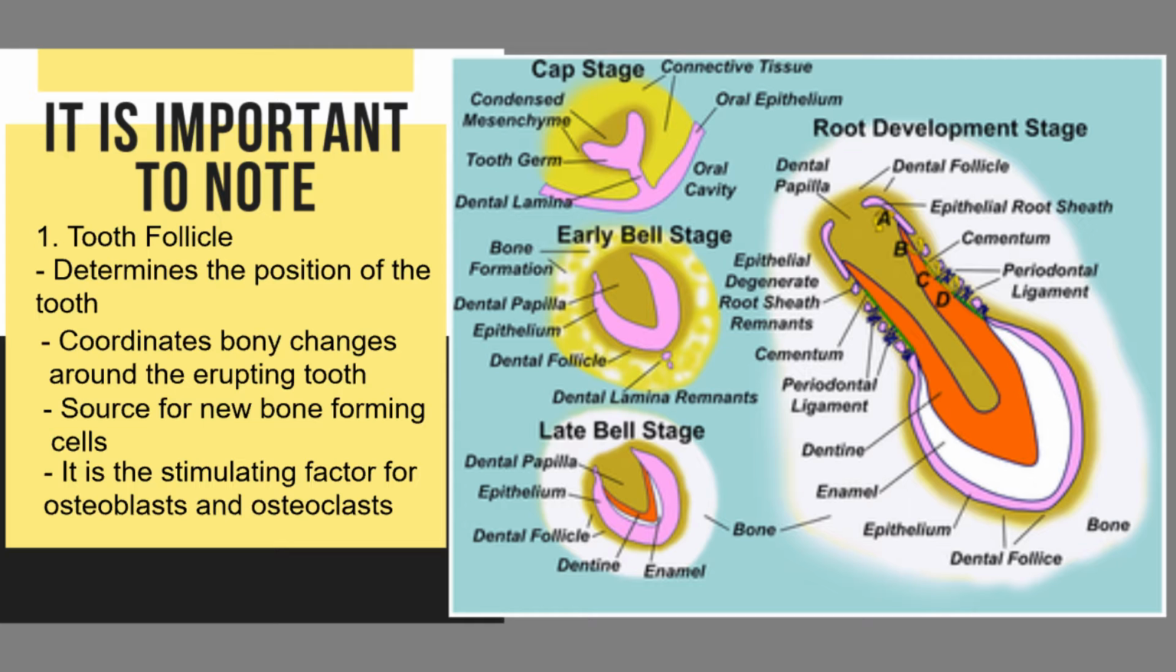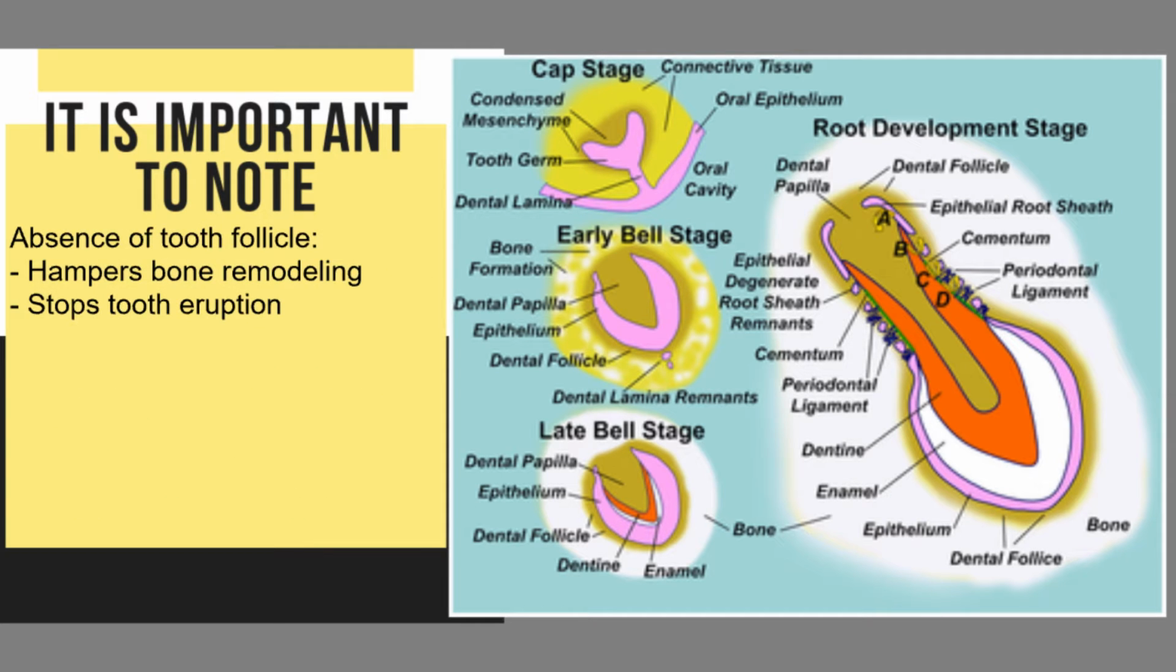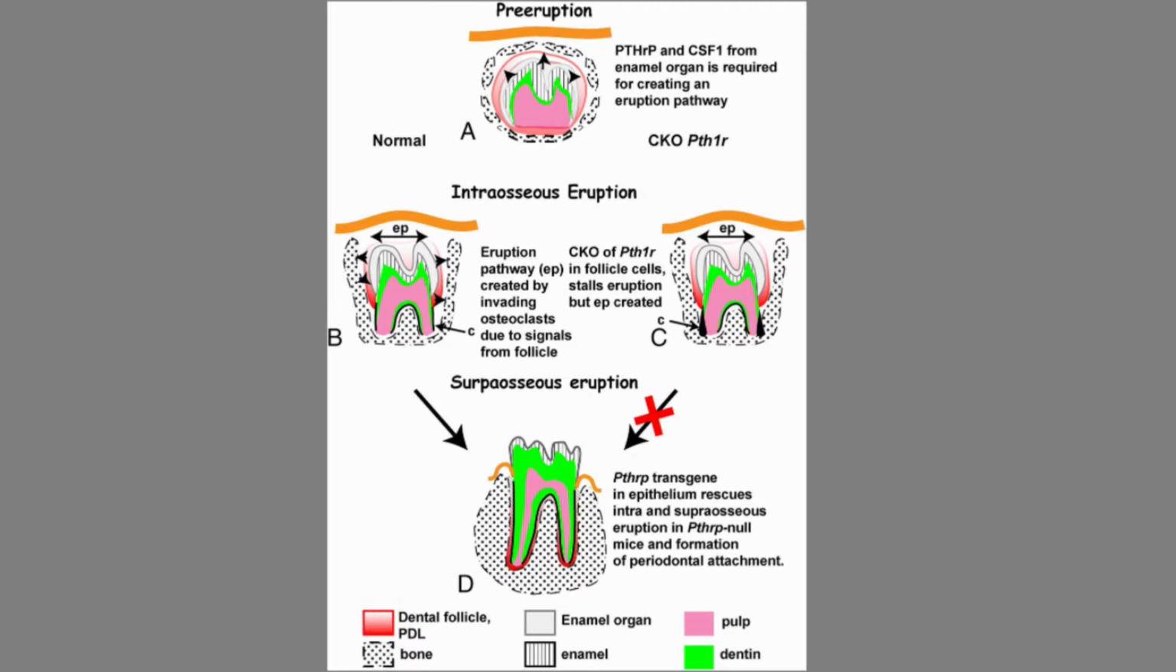The main difference between osteoblasts and osteoclasts is that osteoblasts are involved in the formation and mineralization of bones, whereas osteoclasts are involved in the breakdown and resorption of bones. Absence of follicle hampers bone remodeling and stops tooth eruption. Many experiments have shown that actual movement of tooth towards the oral cavity is only possible when dental follicle is intact, no matter whether a tooth bud is present in the follicle or not.